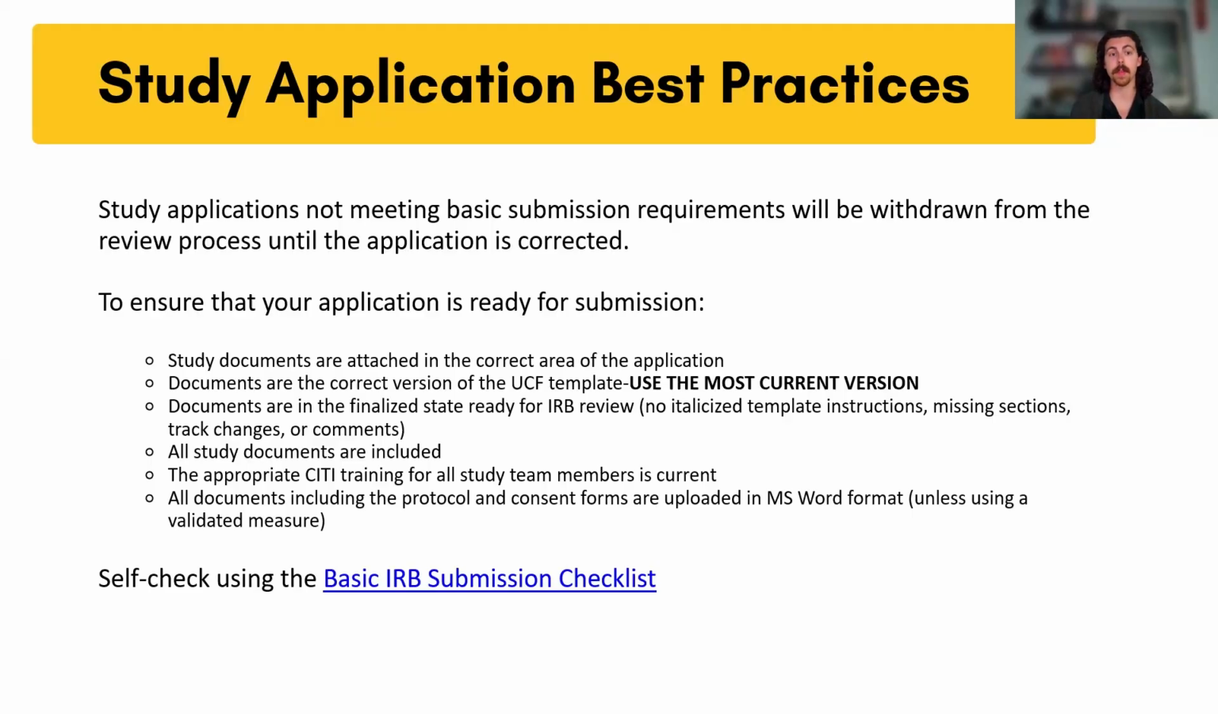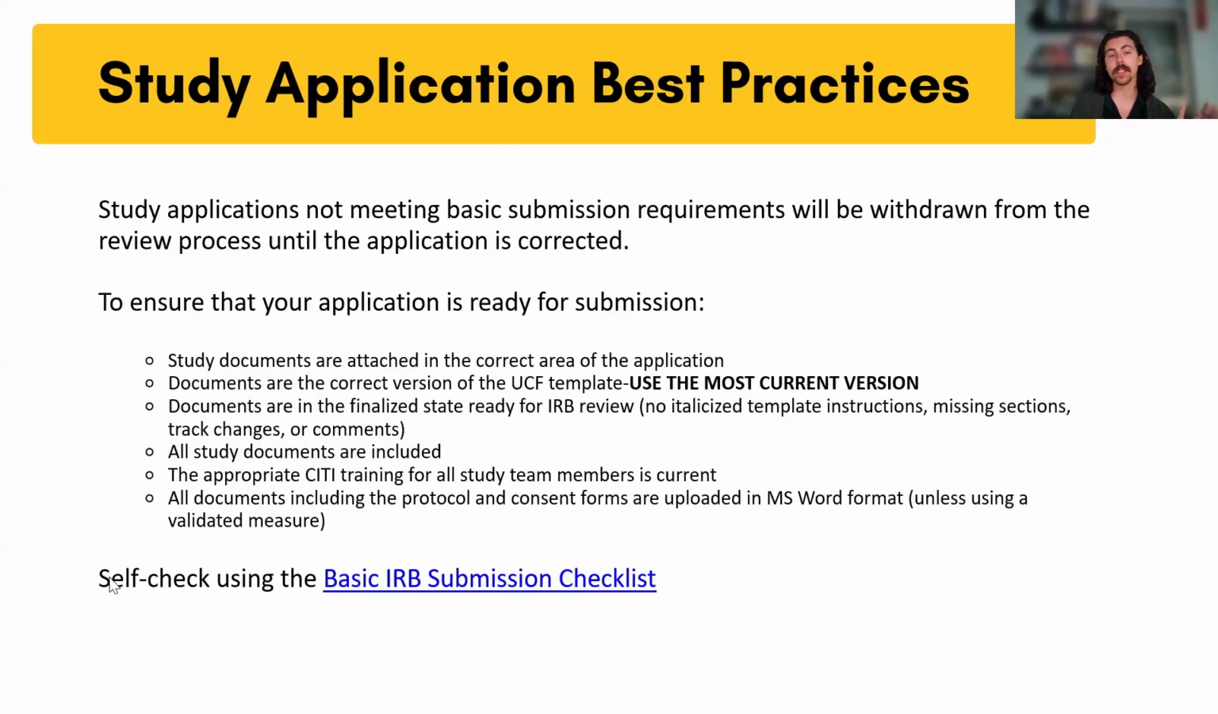We check to make sure everything that's supposed to be there is submitted. We check to make sure that you have CITI training if it's required. Now, remember, not human subjects research doesn't require CITI training. And then all documents, including your protocol and consent form, should be uploaded in a Microsoft Word format, unless you're using a validated measure. An example of a validated measure would be, let's say you're going to be showing some survey questions to participants, but you're using a validated survey. So this is something that's research backed. People use this to determine something about their participants. You can upload that as a non-Word document because you're not necessarily creating that.